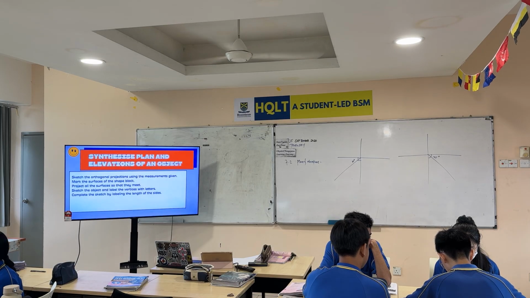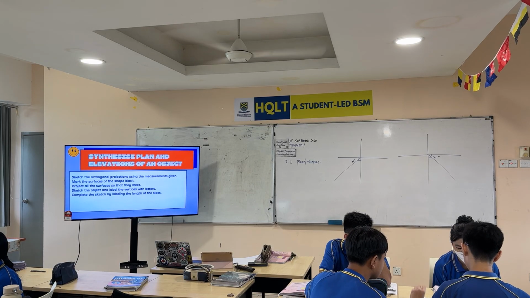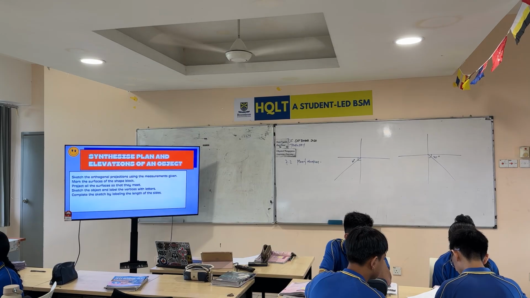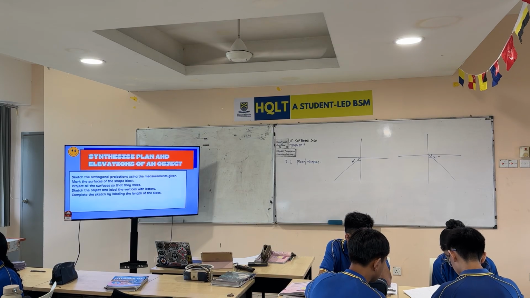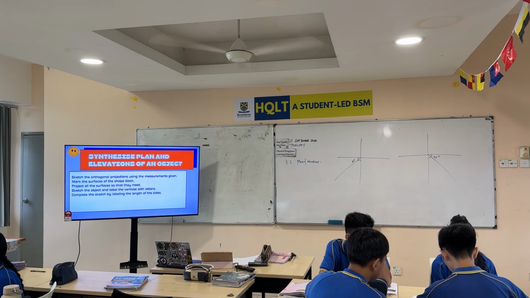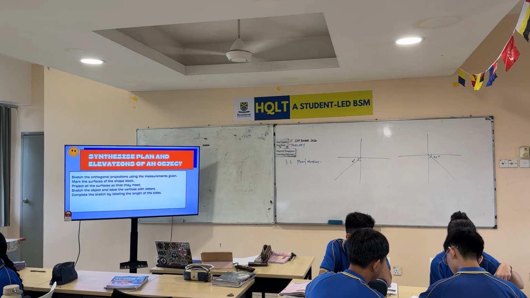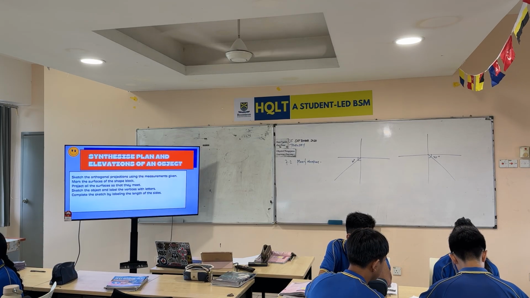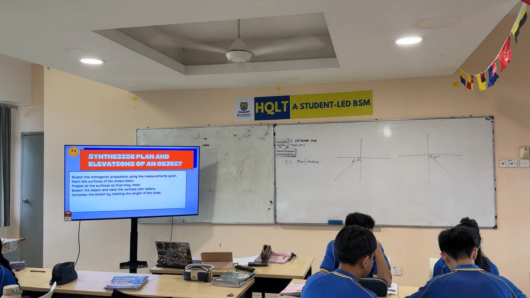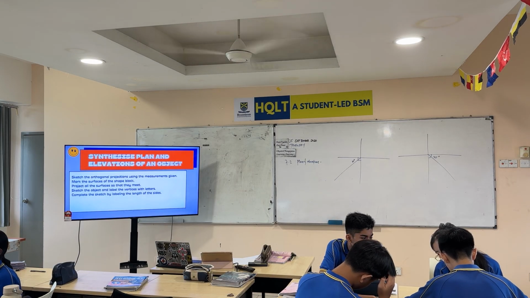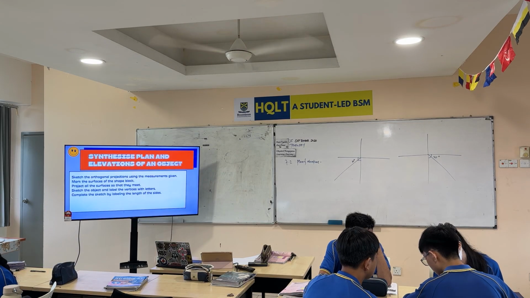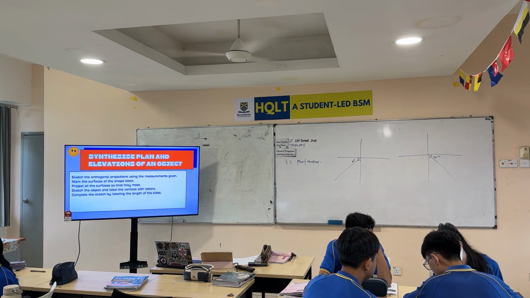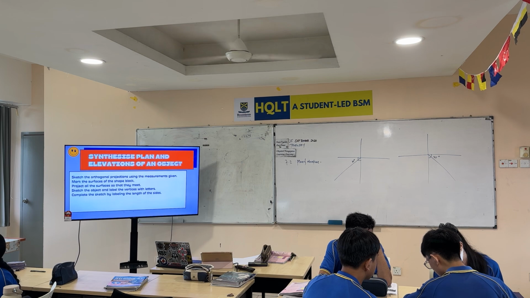Dia letak ni, ini dia punya cuboid, ini dia punya cube. So when you see on top, you just see a rectangle lah. Tapi you have to do the dotted line. Dia akan jadi ini bukan. Like this lah. Ini, tengok ni. This is the block.